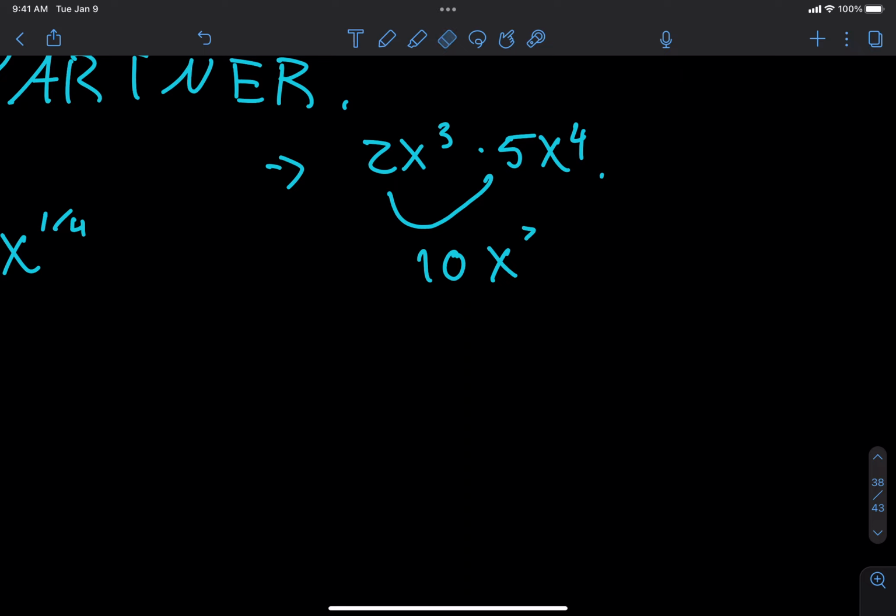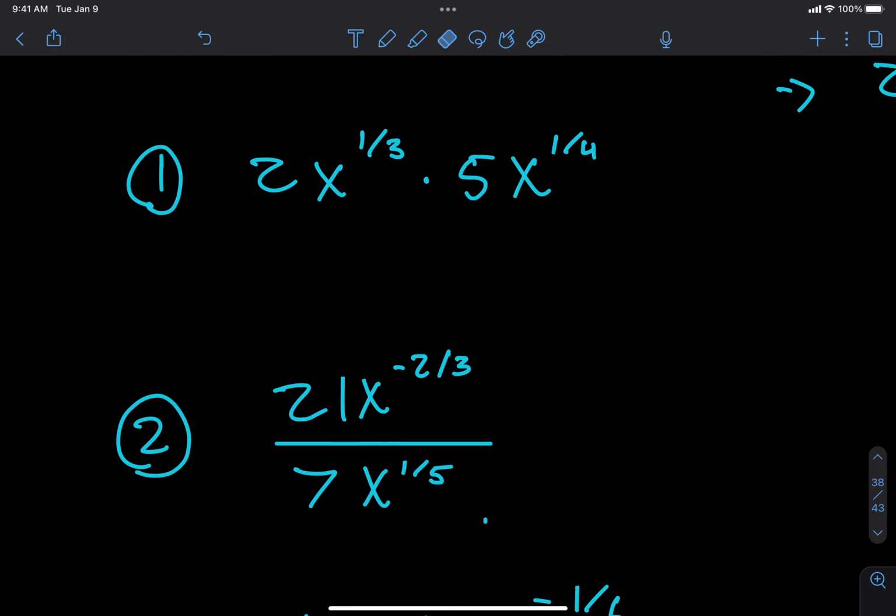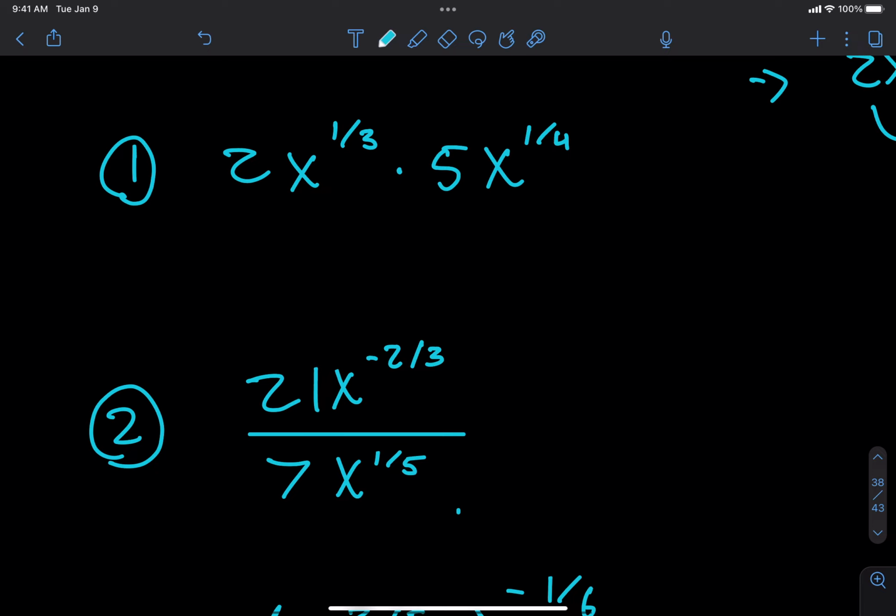Okay, so this is nothing different. The only thing different here is that the powers are fractions, okay? So what am I supposed to do? I can do multiplication in any order that I want. So I'm going to do 2 times 5 first, and then I'm going to multiply x to the 1/3 times x to the 1/4.